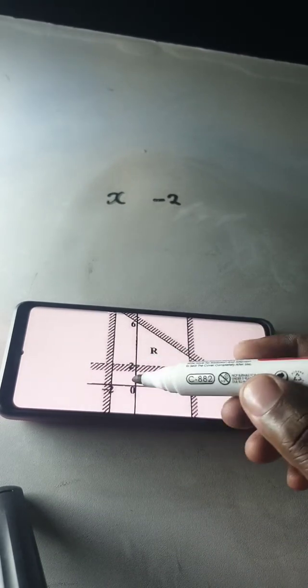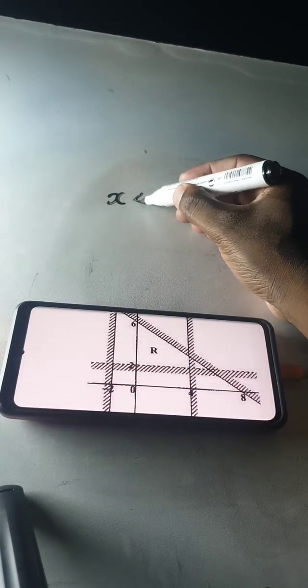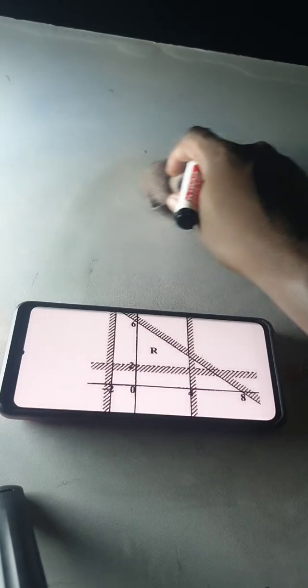Now, how did they shade? Look at the shading. They shaded the lesser part of x, because the positive side is the greater part. Always your right side is greater than the left side. So since they have shaded the less part of x, we're going to say x is less or equal to negative 2. Hold on, let me just start again. I was carried away by the lesser part.